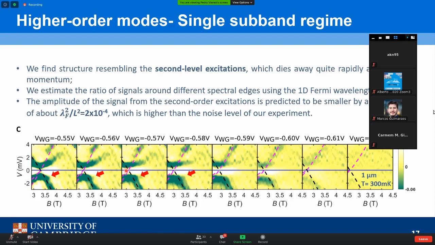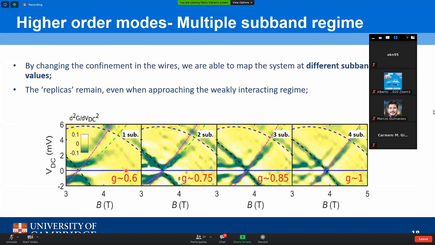Anyway, there are two replicas in the data which seem to emerge as a function of length. So, like I said, we can change the confinement. We can tune the fingers up and down, so we can change the density, which allows us to change the interaction strength, but we can also change the number of subbands that are occupied. Everything that I've showed so far was in the single subband regime, but nothing stops us from populating 2, 3, 4 subbands. That's what's done here.